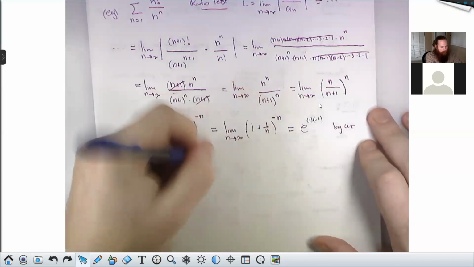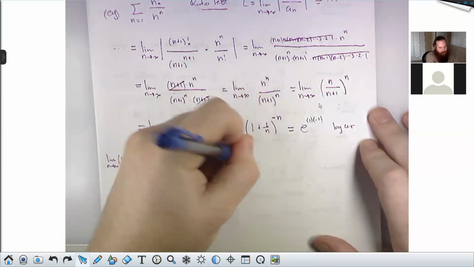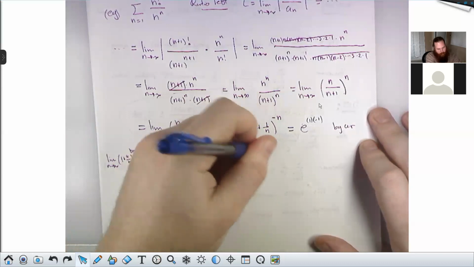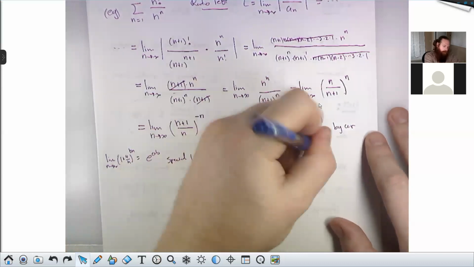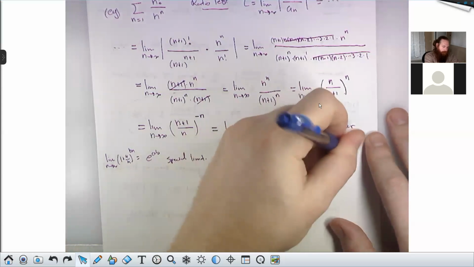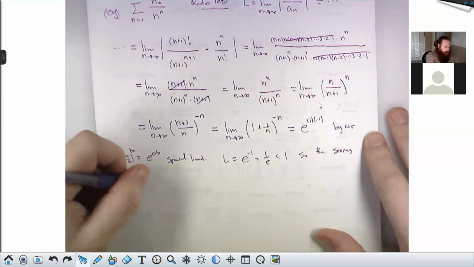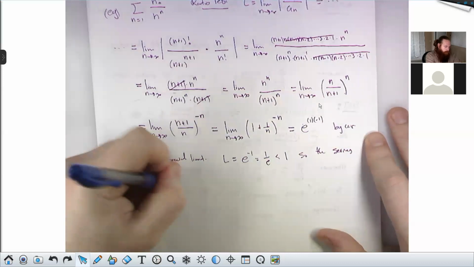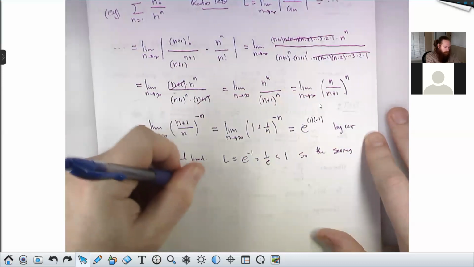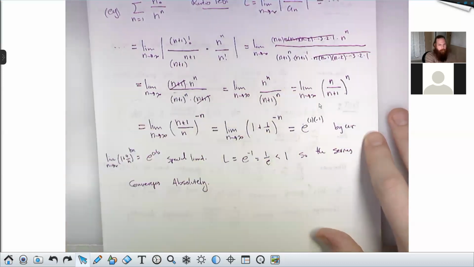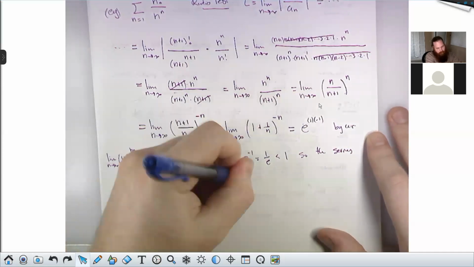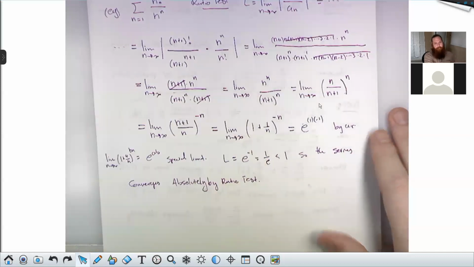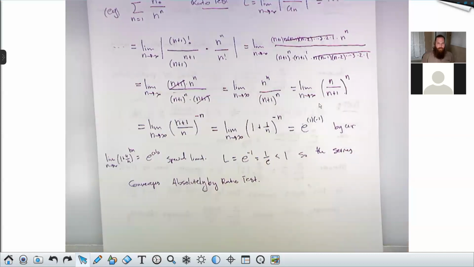So L is e to the negative 1 or 1 over e, which is definitely less than 1. So the series converges absolutely by the ratio test. That's the game.